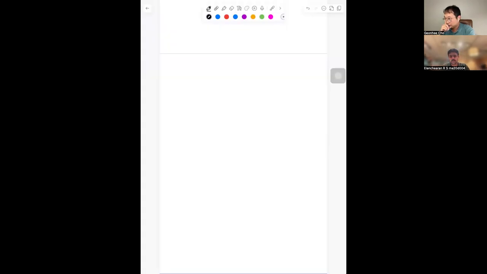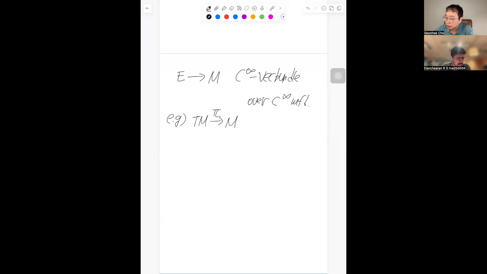So there are several things. One, if we have just a smooth vector bundle over a smooth manifold, one such example should be either the tangent bundle or the cotangent bundle. Those are the canonical examples.